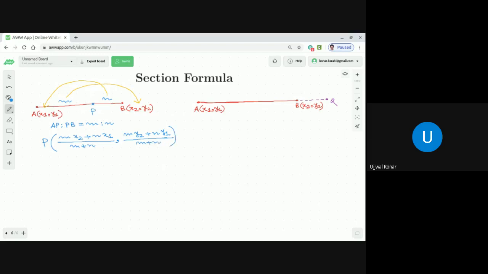Correct, dear students? Now, in the similar manner, we can find the coordinates of the point Q, which divides the line segment AB externally in the ratio m is to n. What does it mean? It means that AQ is to BQ is equal to m is to n. Now, in that case, how can we find the coordinates of the point Q? We can find it in the same manner, m into x2, just one difference here.